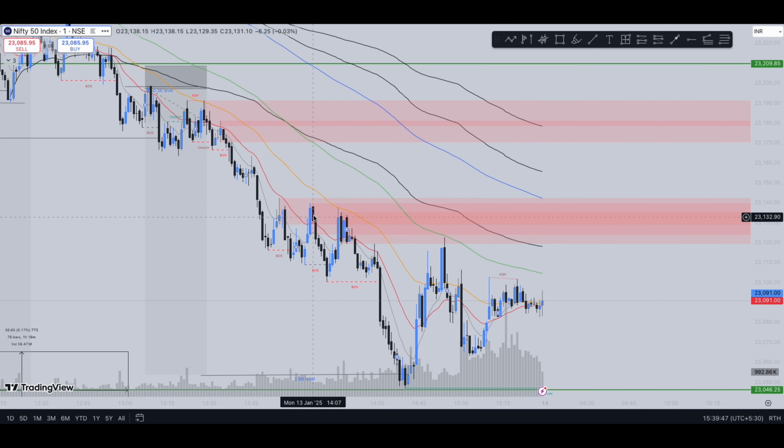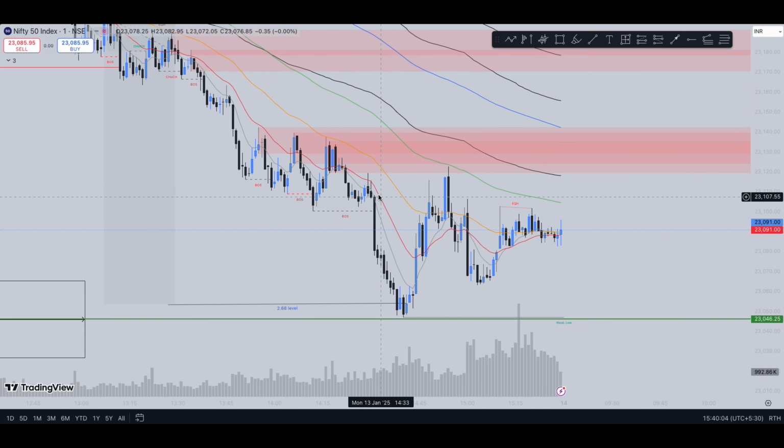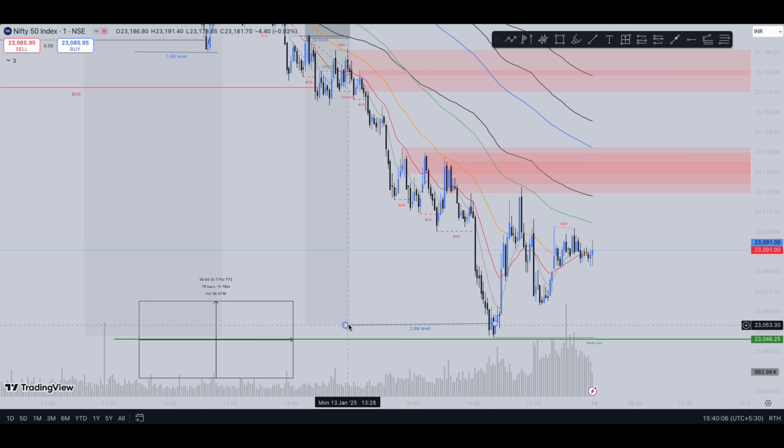Here it broke this structure, respected this order block, broke this structure, respected this order block, again broke this structure, retraced back, took rejection from the 9 as well as 21 moving average. You can see these two candles, guys, which I have explained to you earlier. Before it faced some kind of rejection, it continued to sell further, guys.